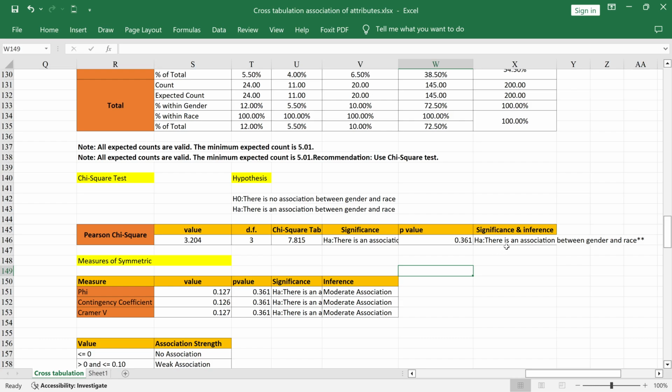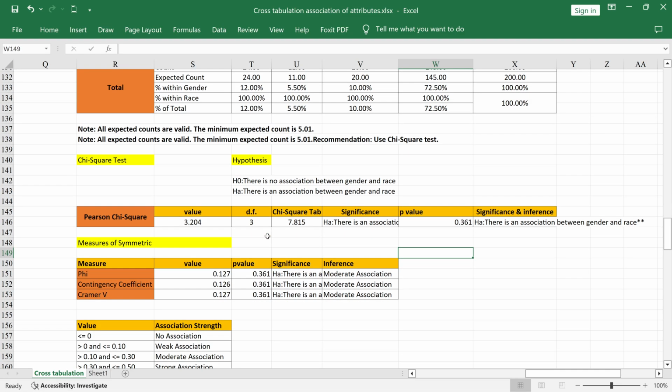So you can see here there is an association between gender and race, and at the end you will get the 2 star. 2 stars means 1% and 1 star means 5% level of significance. In other language you can call it 99 or 95 percent, likewise. Okay, it's up to you.